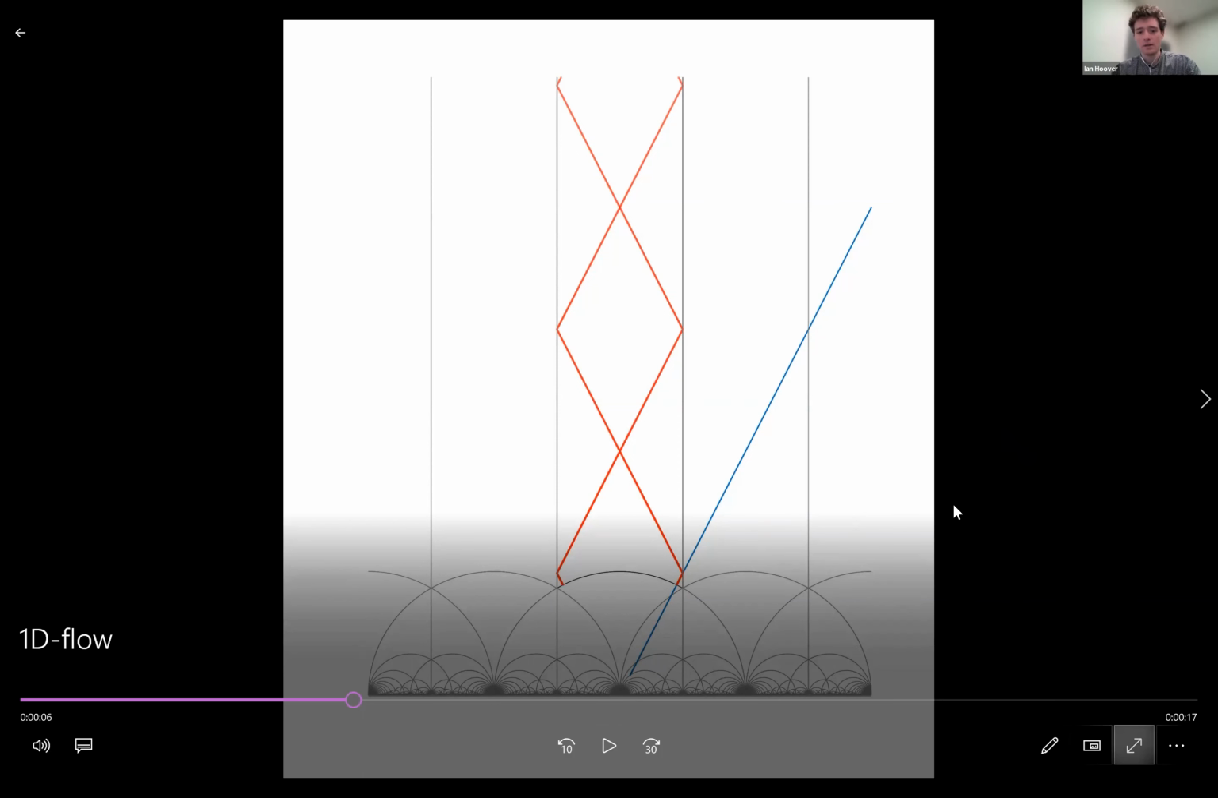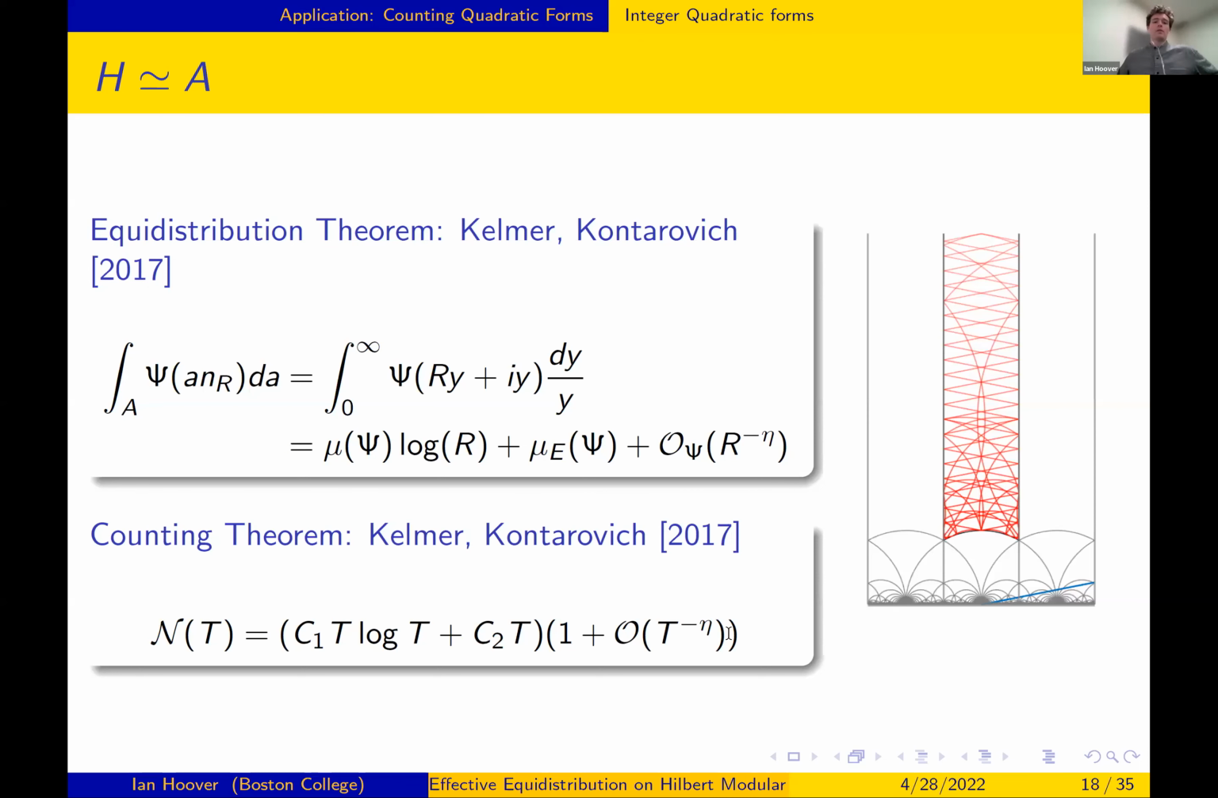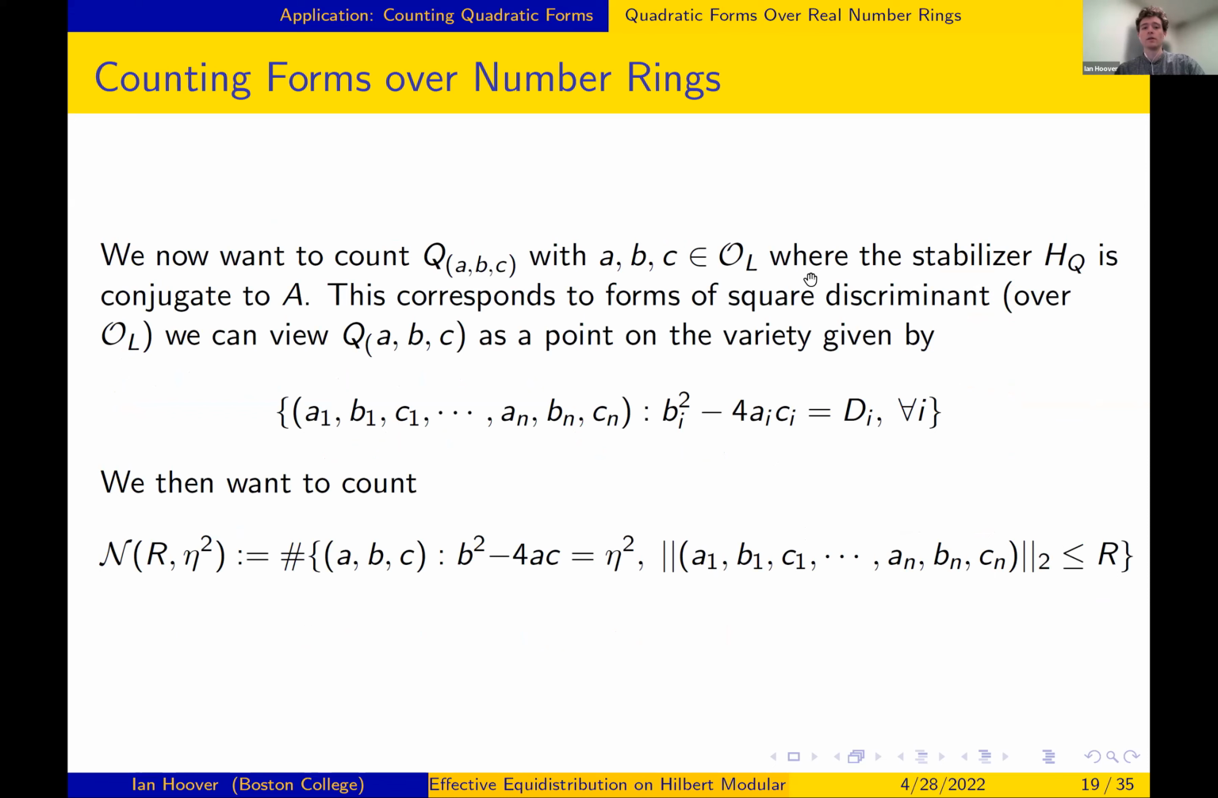But anyway, I need to stop sharing. Let's go back to the presentation. And so the idea is to do the same thing with now counting forms over numberings.